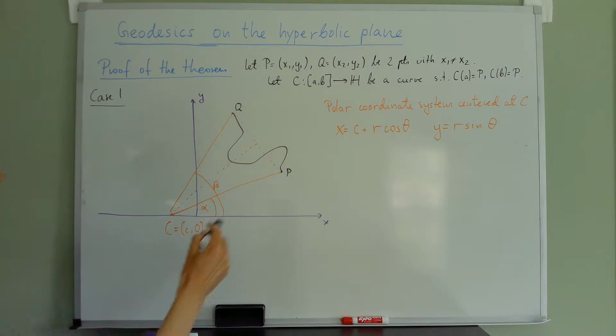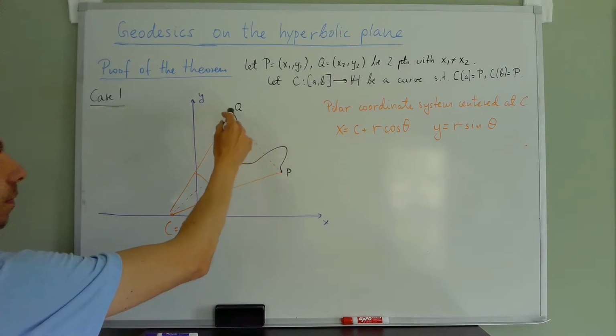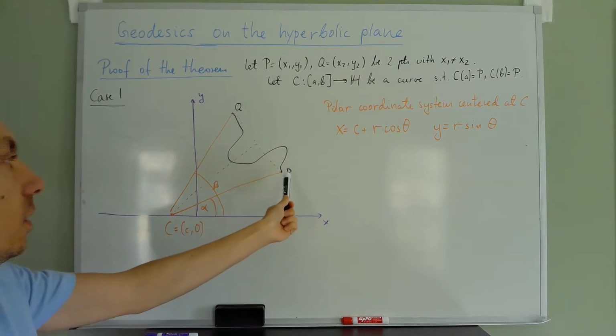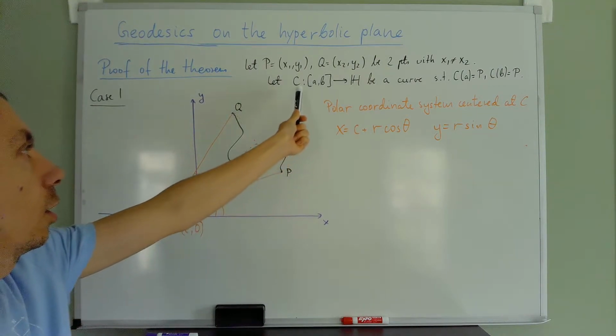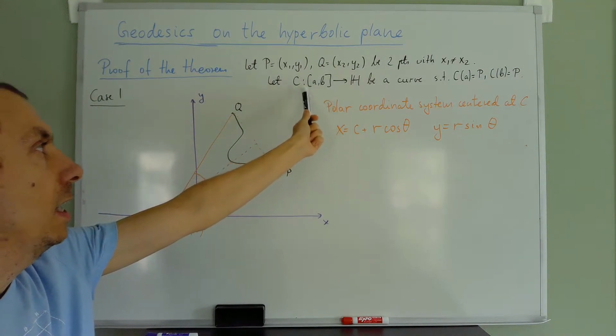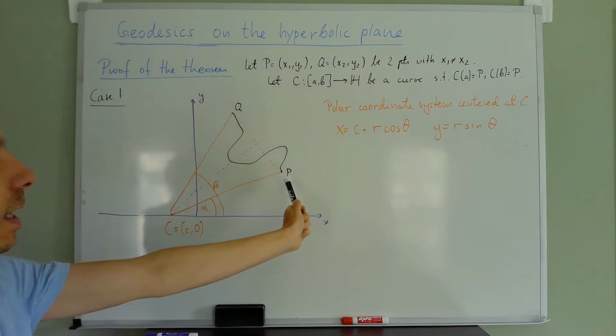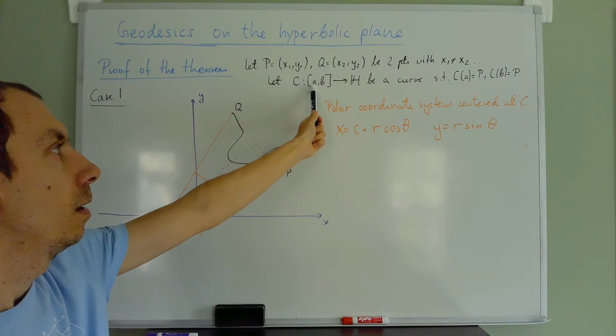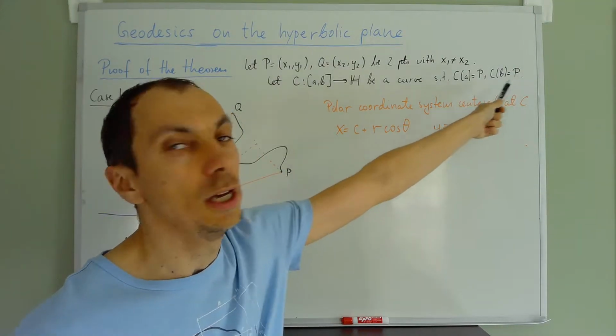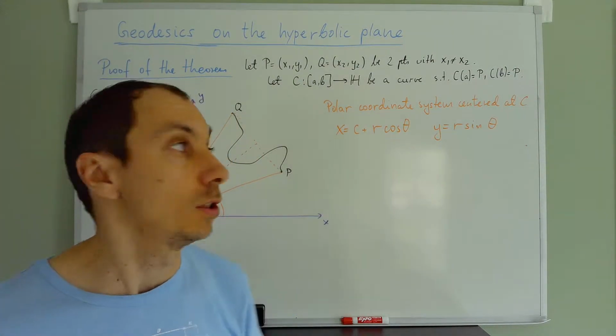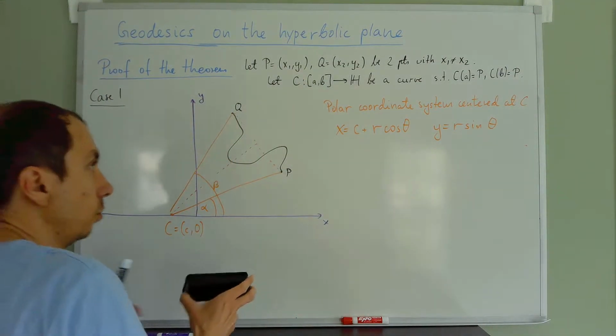And we connect these 2 points by some curve. And the curve is such that it goes from the closed interval [a, b] to the hyperbolic plane, and at the left endpoint of the interval it gives you P, and at the right endpoint of the interval it gives you Q. This other point should be Q.